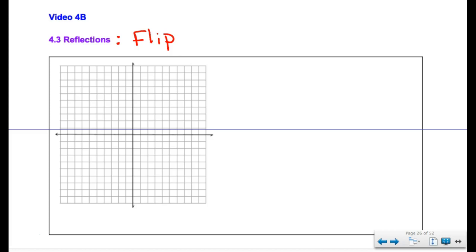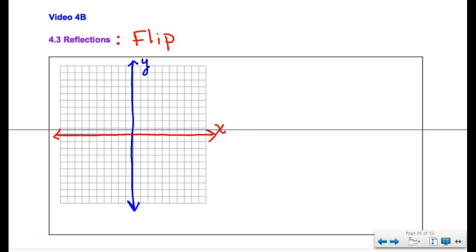So before we even begin trying to flip things, we've got to talk about what lines you're going to be flipping over. Very common is to just flip something over the x-axis, which I've just drawn in red. Sometimes you're asked to flip over the y-axis, which I've just delineated there in blue. But other times you're asked to reflect over other horizontal and vertical, or even sometimes slanted lines, and we need to remember what those look like.